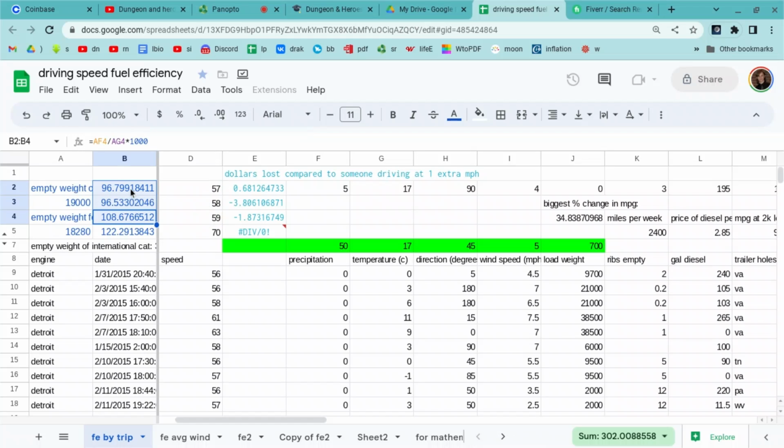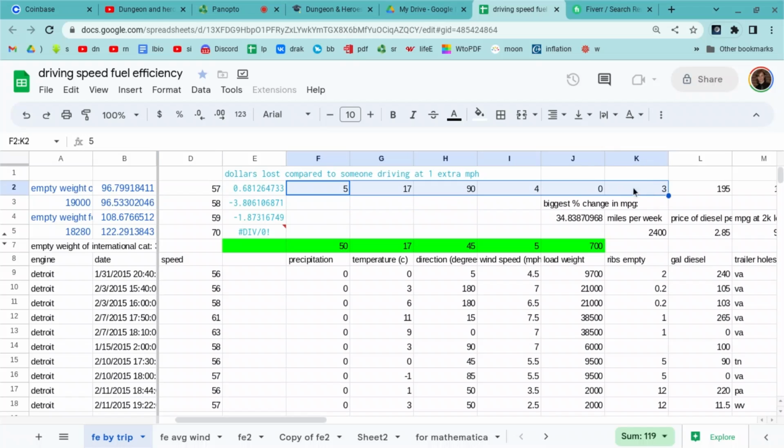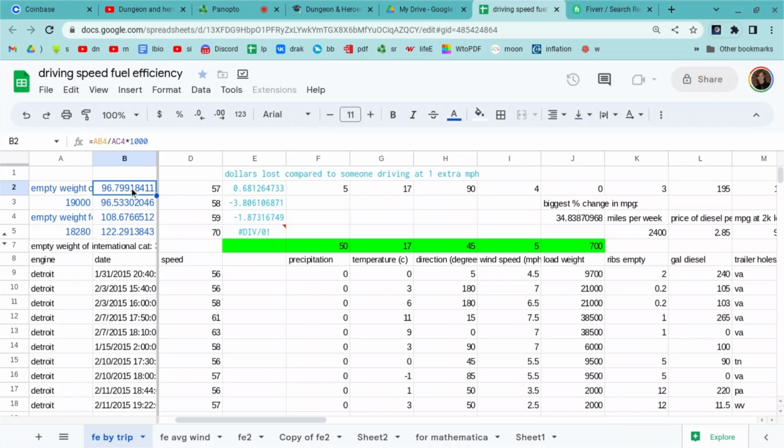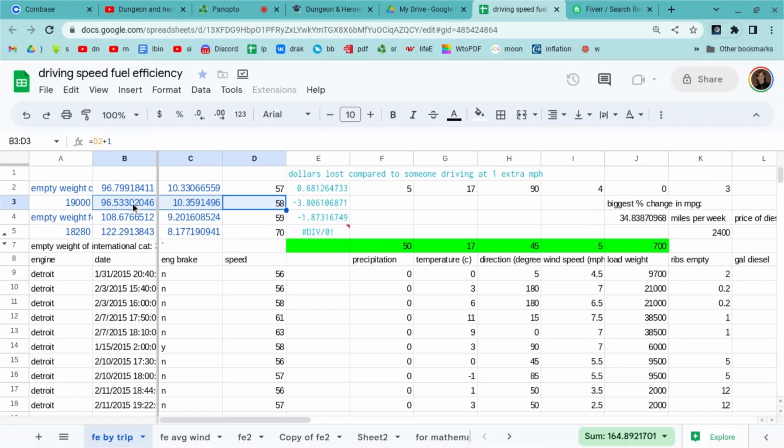This isn't miles per gallon. This is actually gallons per 1,000 miles. So I did the inverse of it. The lower number, the better. So if I drive at 57 miles per hour, using these parameters, this weather, I expect to use about 97 gallons of diesel if I drive 1,000 miles. So a 1,000 mile trip will take up like 97 gallons. If I drive 58 miles per hour, it will be 96 gallons.